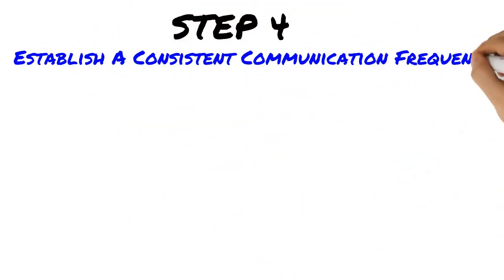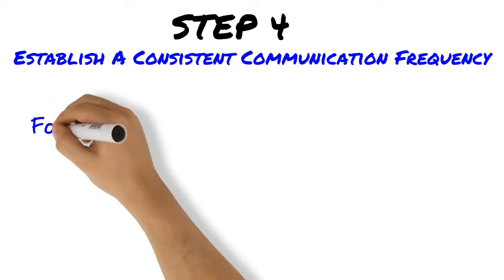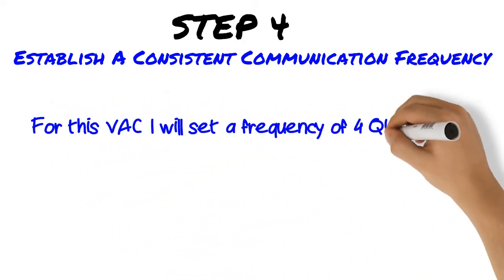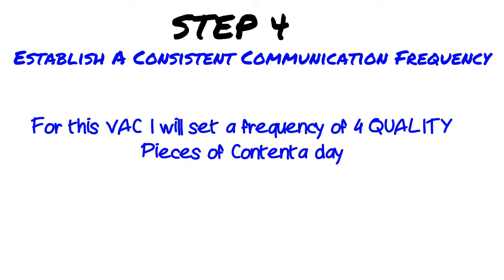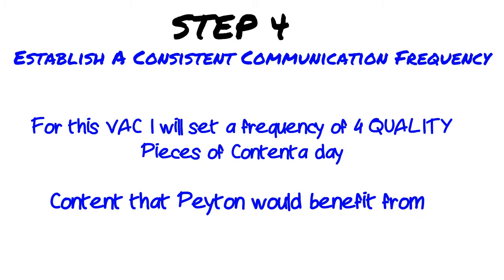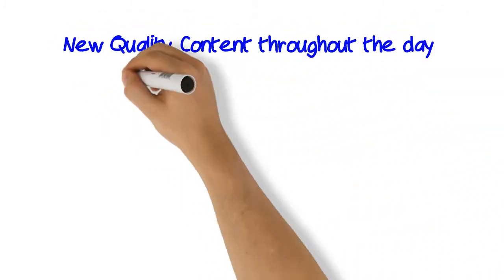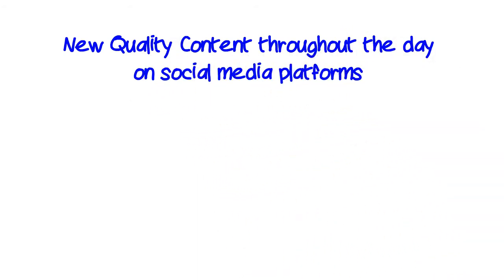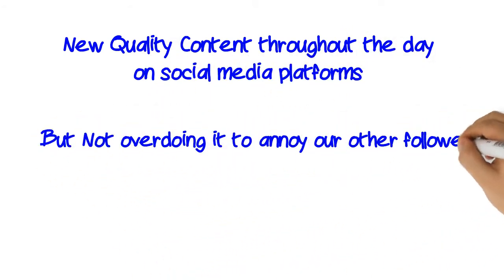Step 4, I need to establish a consistent communication frequency, meaning I can't have a very effective campaign if I only send out one message. So I'm going to create my frequency of 4 quality pieces of content a day. This means I'm going to put out something beneficial 4 times a day that Peyton, my avatar, would benefit from. This is frequent enough that there is new quality content throughout the day if he checks on our social media platforms, but not so much that my other followers are going to get annoyed and unsubscribe.